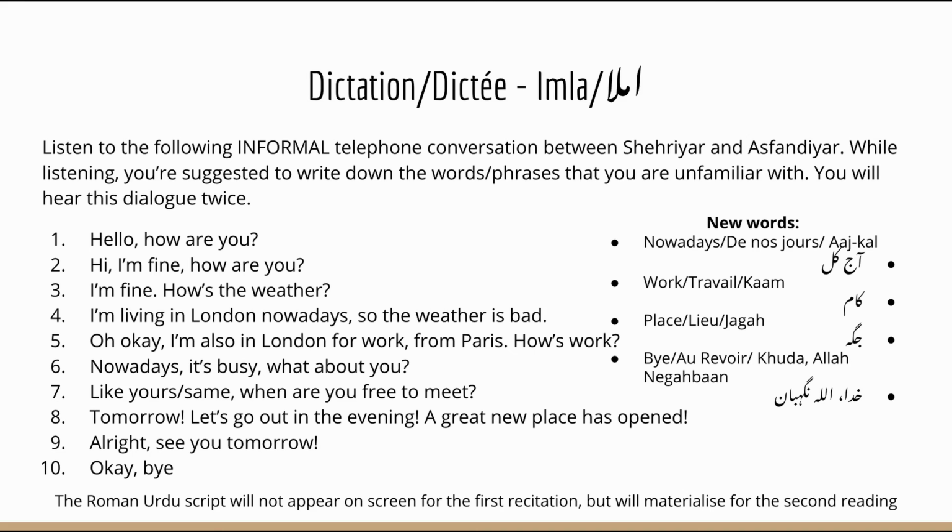So, listen to the following informal telephone conversation between Shahriar and Asfandiar. While listening, you are suggested to write down the words or phrases that you are unfamiliar with. You will hear this dialogue twice. The Roman or the script will not appear on screen for the first recitation, but will materialize for the second reading.